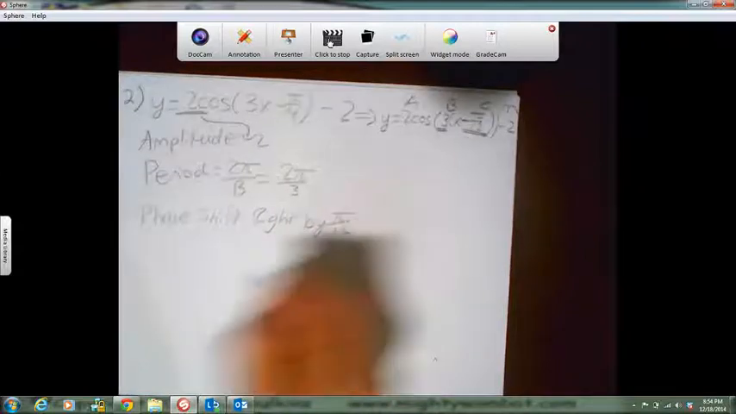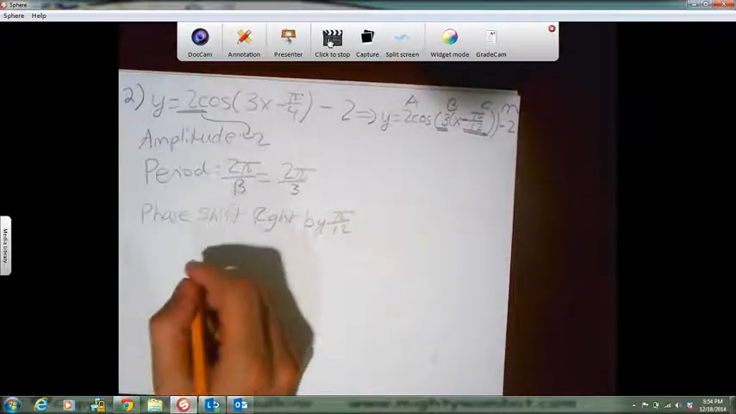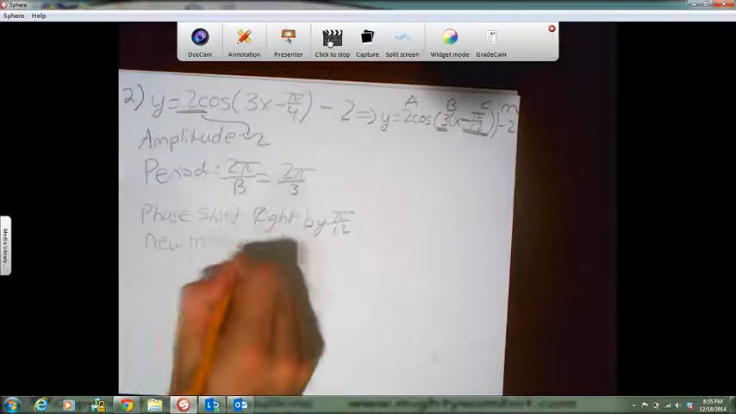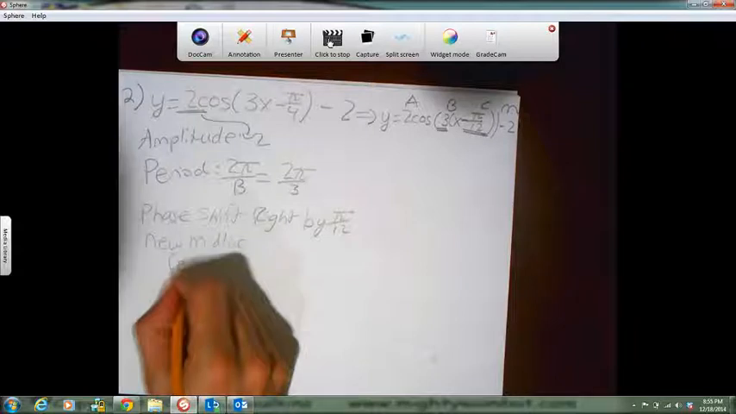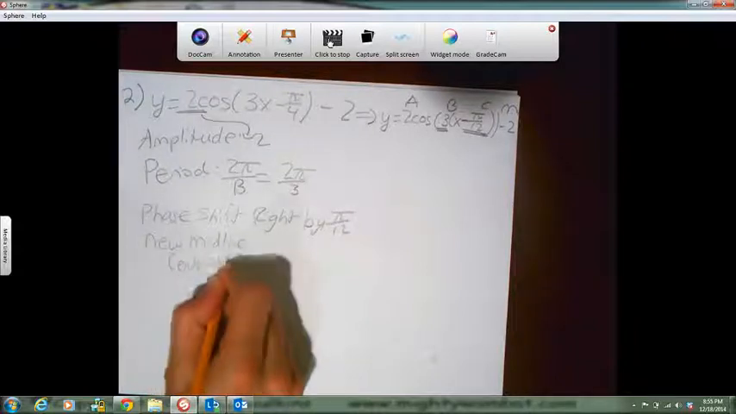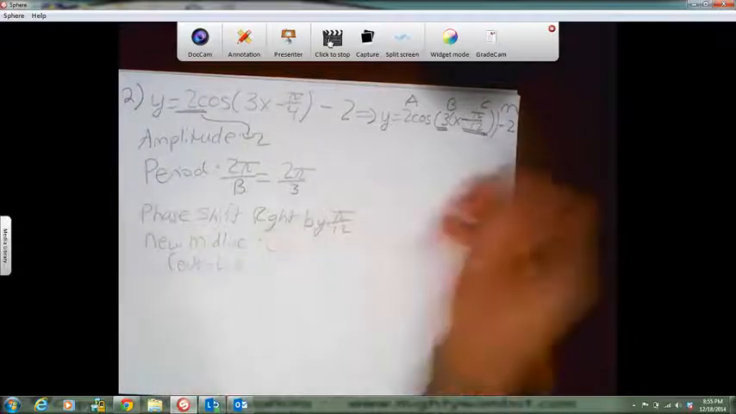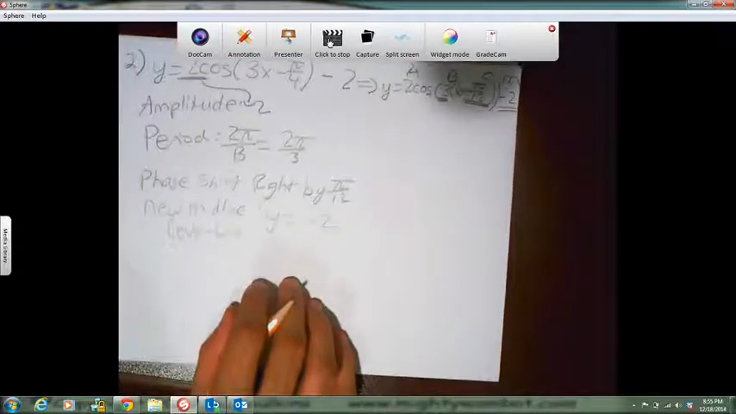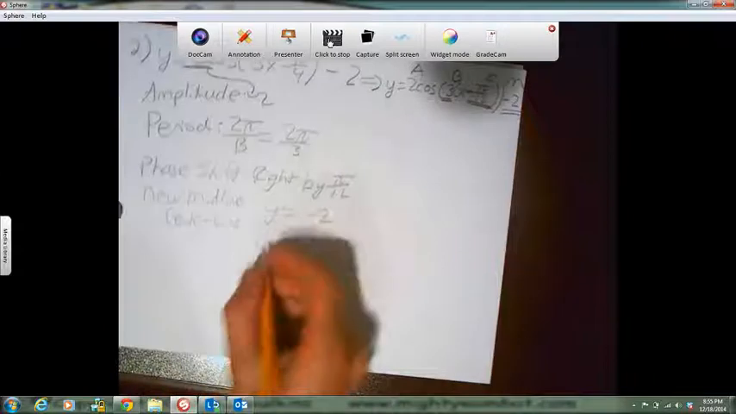And then we have the new midline. They call it the center line, just two names for the same thing, is y equals negative 2. Okay, now they want you to draw this, so let's draw our axes.